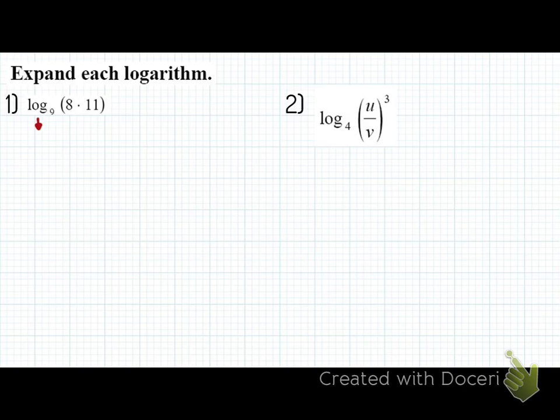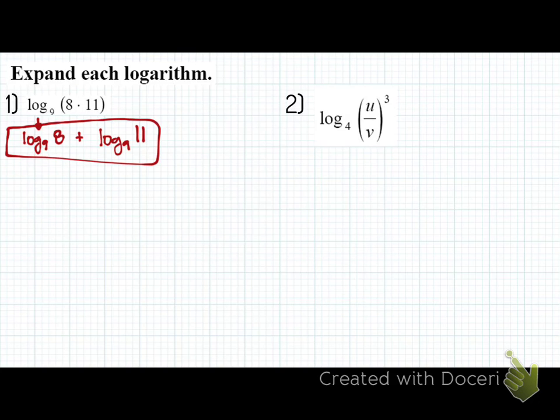So we're going to keep our log base 9 and we're going to start with 8 because we have 8 times 11. Since it's times, we're going to put a plus sign and then we're going to write log base 9 and then we have 11. If we were to multiply 8 times 11 and calculate the logarithm, it's just like calculating the logarithm base 9 of 8 and adding log base 9 of 11. That's it. Super easy, right? That's your answer.